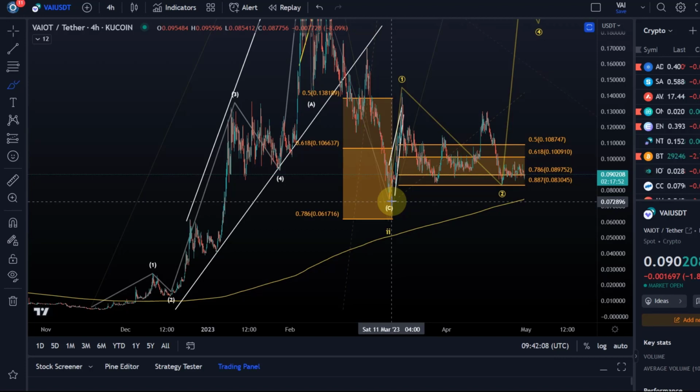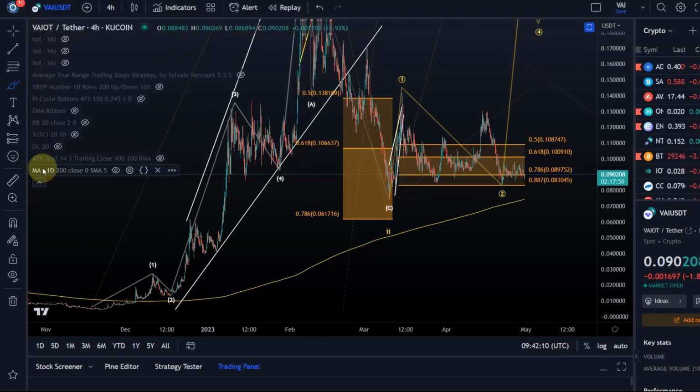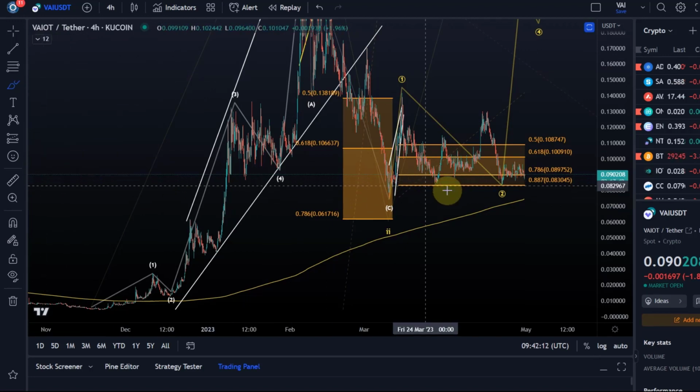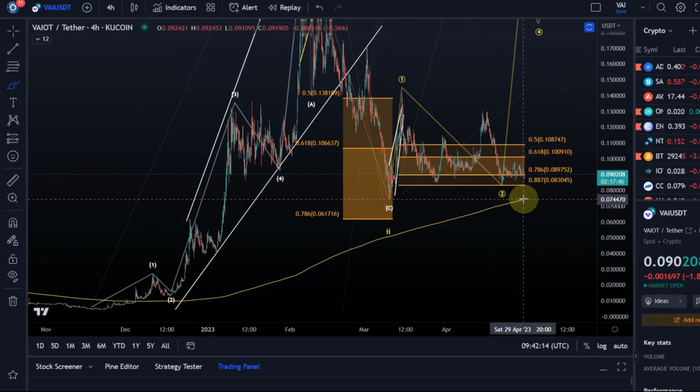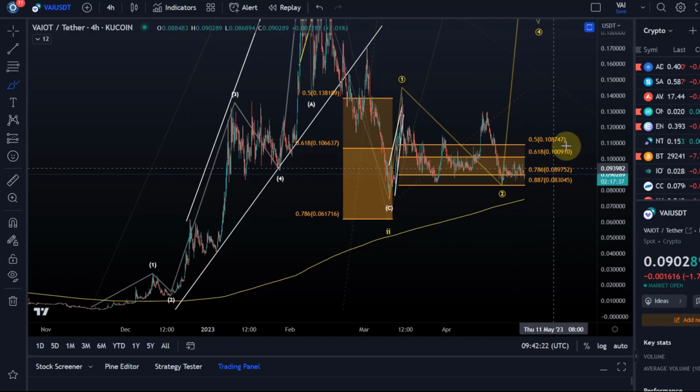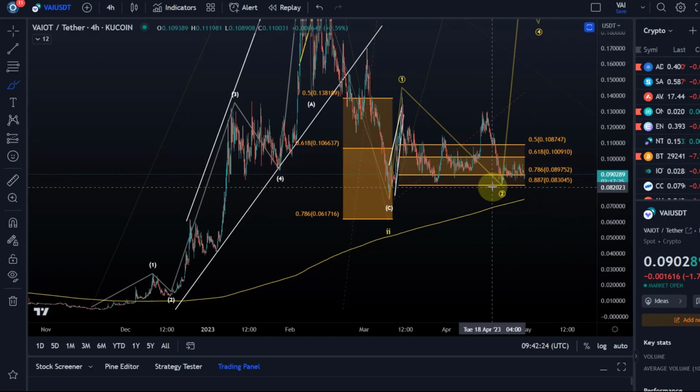One more level of support to call out here is the 200-day moving average, highlighted here in yellow. Support here would be around 7.4 cents. Not sure if price will react to it, but it's certainly one more chance for price to find support and bounce off. All right, that's my update about Vaiot.